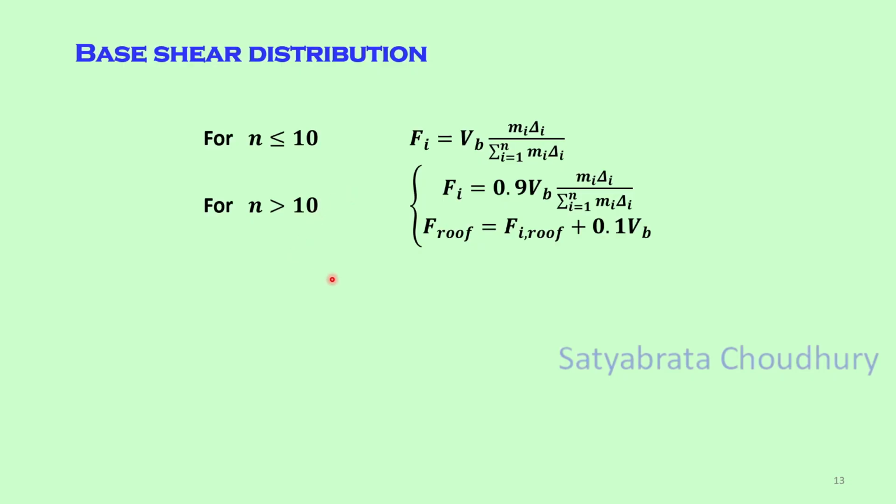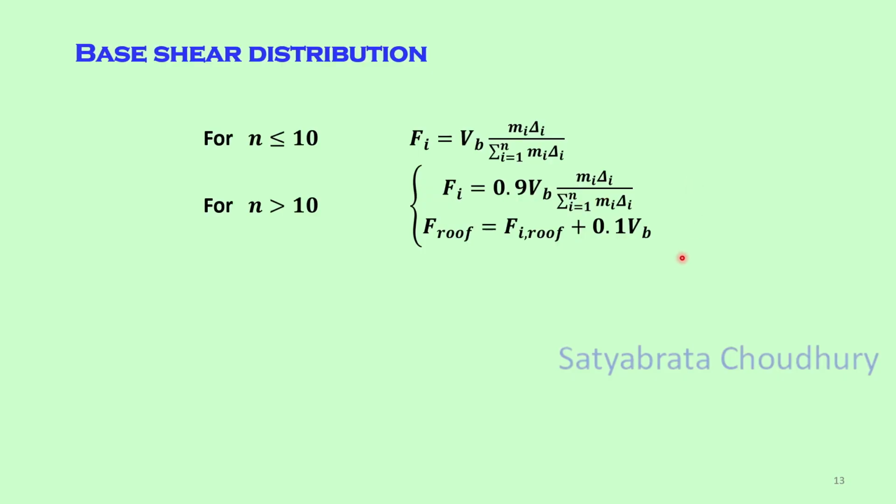Now there are some higher mode effects in the building, and these cannot be taken into account by this distribution because we have started with the first mode shape profile. To take into account this higher mode effect, that is modes beyond the first mode, we take recourse to this equation which has been suggested by researchers. If the number of stories in the system is more than 10, then first you distribute by this formula only 90% of the base shear. So 90% of the base shear is distributed from the first floor to the roof level, and 10% we keep in our hand.